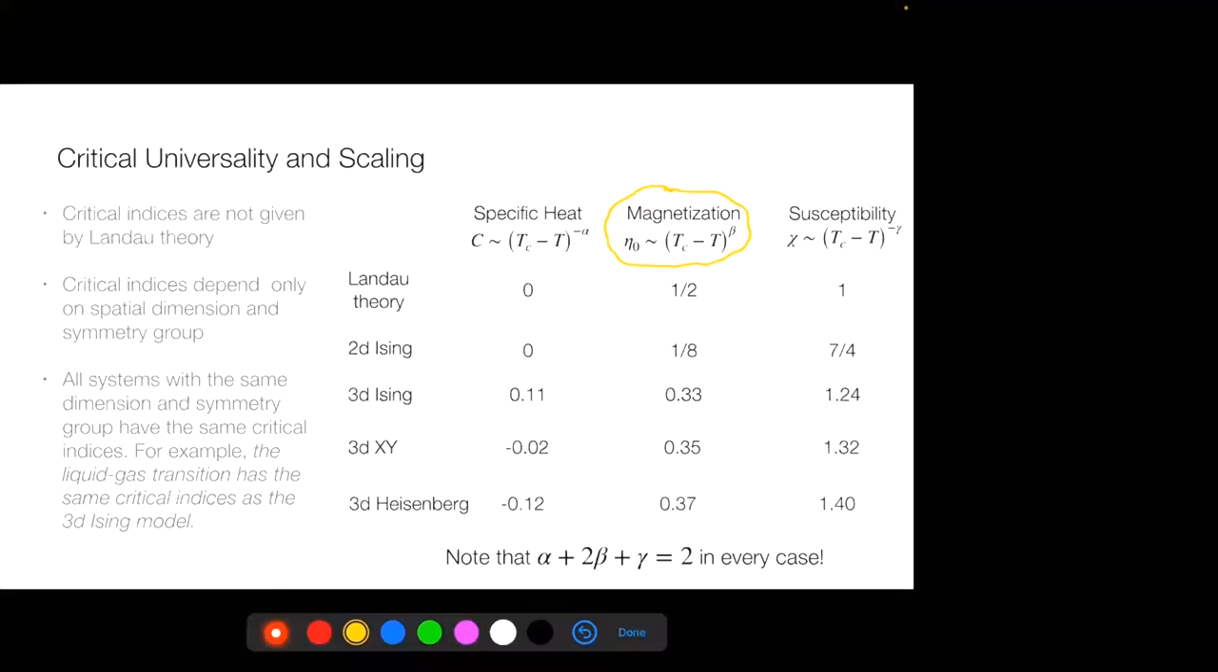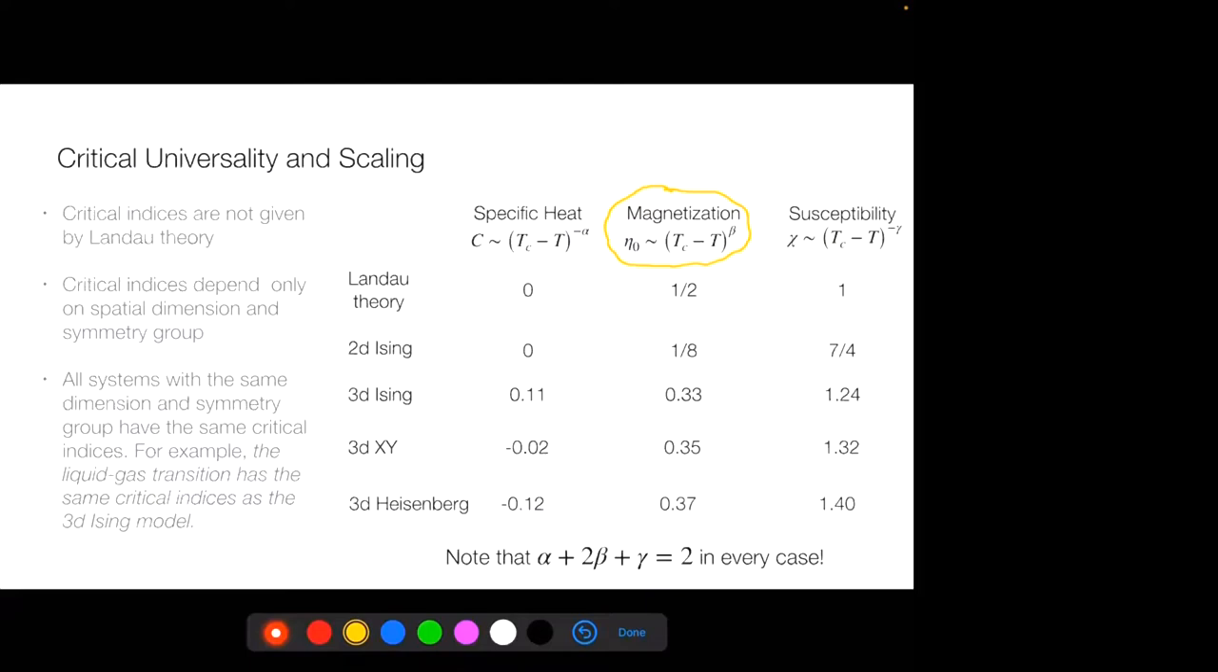And we've got a whole host of others. There's delta, there's z, there's nu, lots of critical indices. But if you look at the rows here, you'll notice that there's a really interesting pattern. If I take alpha plus 2 beta plus gamma, I get 2 for Landau theory. 0 plus 2 times 1/2 plus 1 is 2. If I take the Ising model, I take 0 plus 2 times 1/8, that's 1/4, plus 7/4, that's 2.